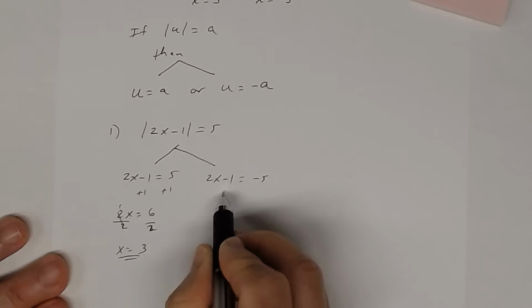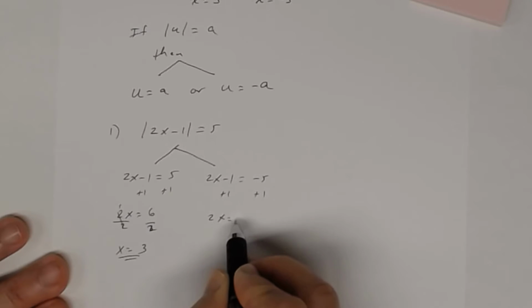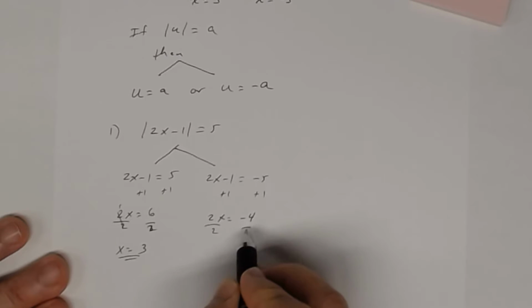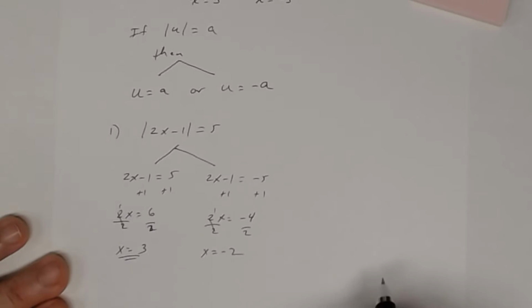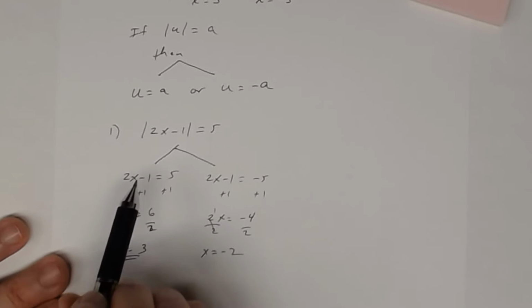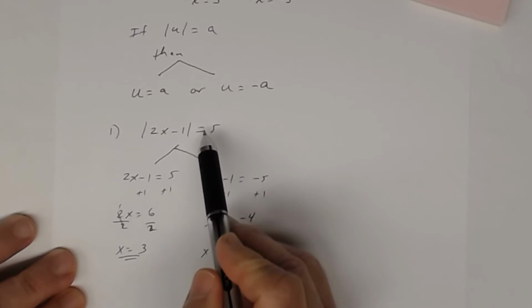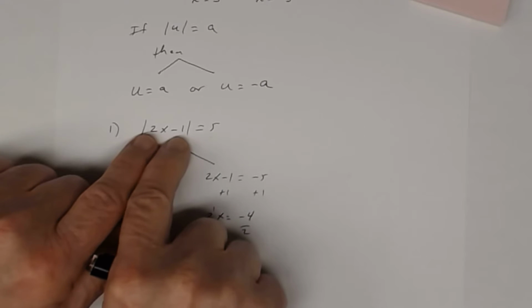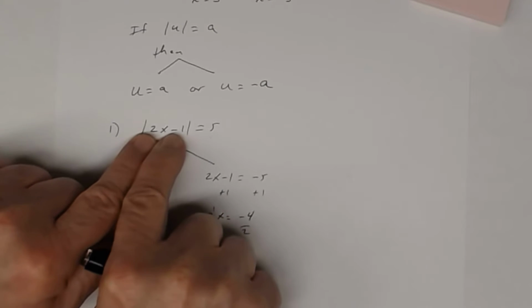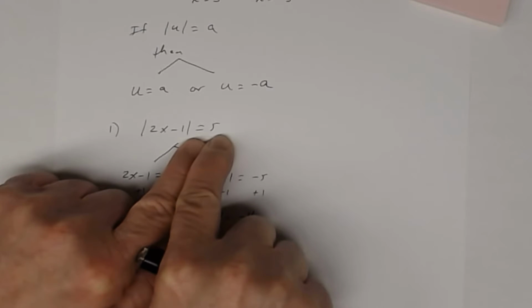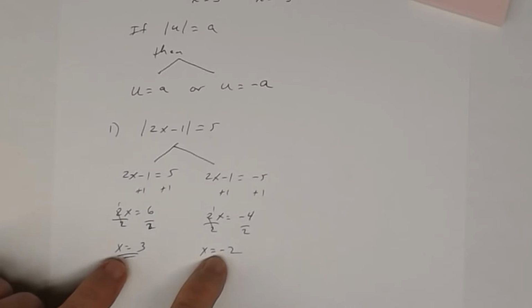Over here, add 1 to both sides. I get 2x equals negative 4, right? Negative 5 plus 1 is negative 4. Divide both sides by 2. I get x to be negative 2. Now, let me just say this. If you're doing these steps correctly, and you have the absolute value expression by itself, and as long as the number on the other side is positive or 0, then those are going to be your solutions.